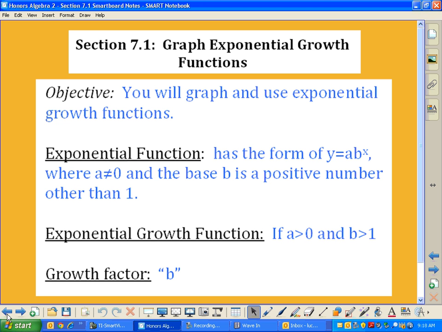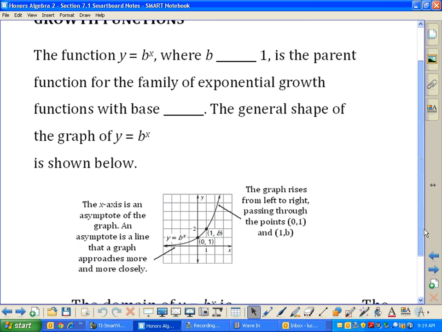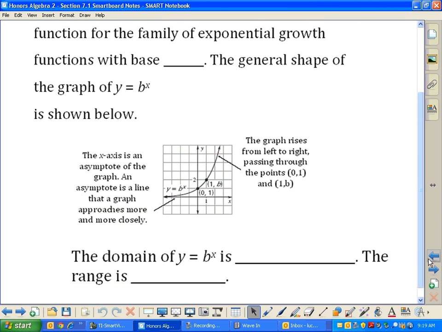So next up we talk about the parent function. So while Calvin's finishing copying that, you're going to help me fill in those blanks. You're good? Because we did a good portion of this yesterday with our Skittles activity. It says the function y equals b to the x, where b blank 1 is the parent function for the family of exponential growth. That's the graph we're talking about today, with a base of blank. The general shape of the graph is shown below. And what we're going to do is fill in those blanks and then determine the domain and range of that graph.